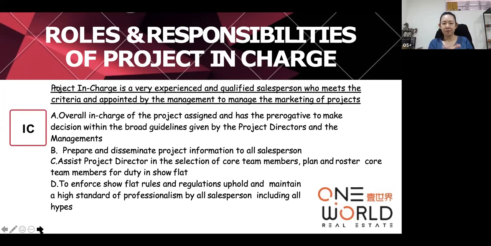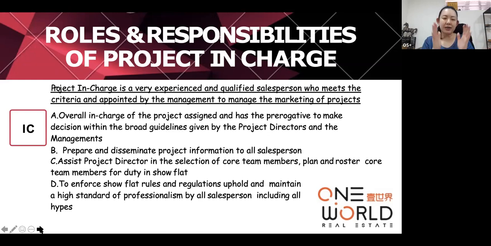Just give me a minute. Okay, to enforce the show gallery rules and maintain the standards. Okay, just give me a minute. My thing is actually okay.